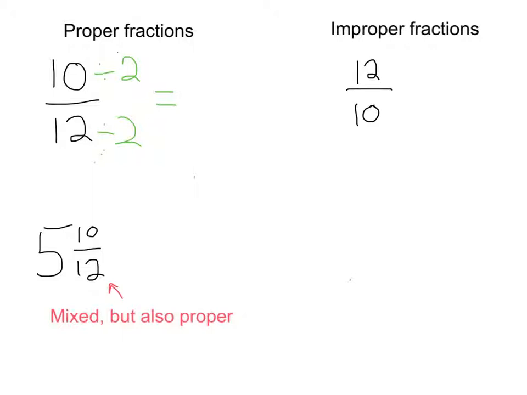So 10 divided by 2 gives me 5, and then 12 divided by 2 gives me 6. Now looking at that 5 and 6, because I cannot divide them both by the same thing, that is my simplified answer.